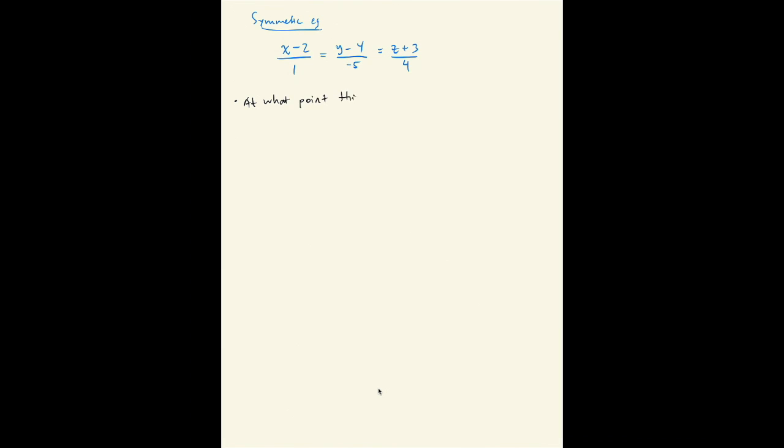this line intersect xy plane. Can you understand what the question means? At what point this line intersect xy plane? Yeah, z equals 0. So if you are confused about the questions, maybe you can draw to make some good illustrations.